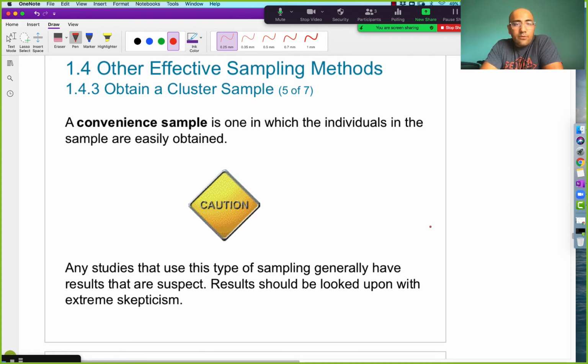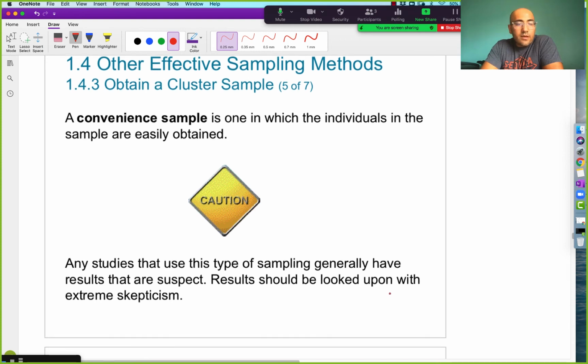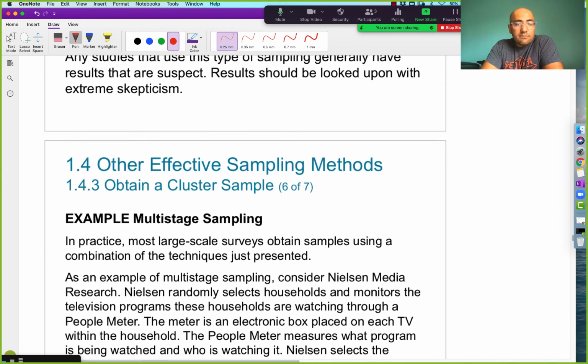Congratulations, you're part of my sample, right? That's not convenient. I'm sorry, that's very convenient. So that's not going to do a good job of actually representing the population, right? So any studies that use this type of sampling, generally the results are suspect. Results should be looked upon with extreme skepticism.